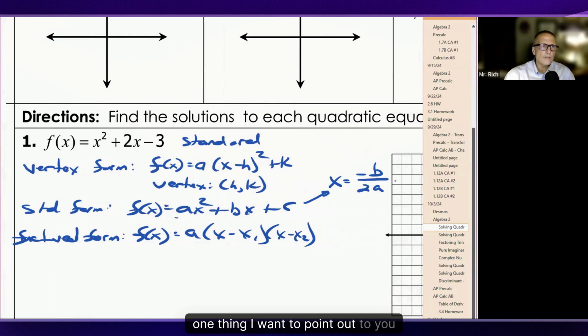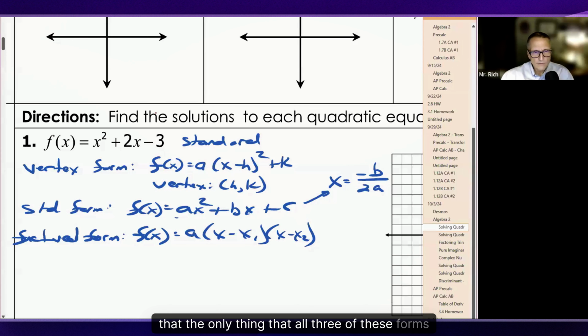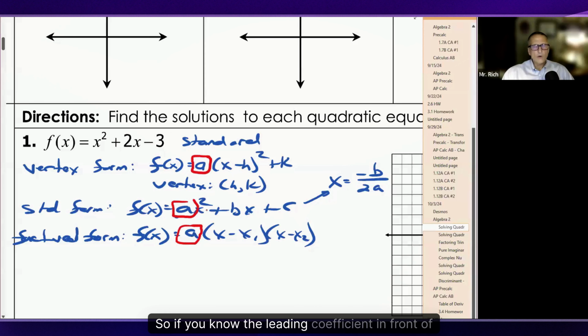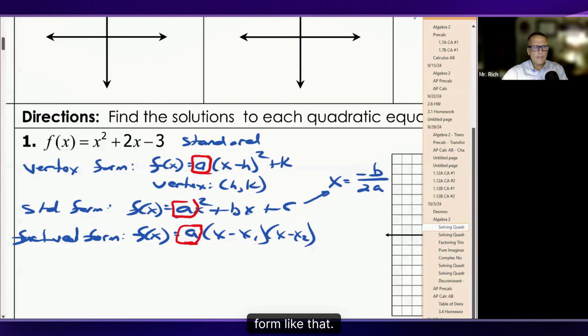But one thing I want to point out to you, the only thing that all three of these forms of quadratics have in common is they all have the same a. So if you know the leading coefficient in front of the x squared in standard form, it's the same number that has to be in the equivalent version in factored form and in the vertex form, like that.